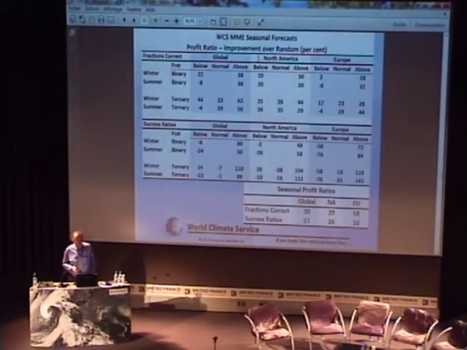Now, here is a summary of profit ratio for seasonal forecasts. There's a lot of numbers here. You see immediately that there are problems with below and above. These are skewed. There are problems with Europe. We have a summary down here. If you add all this up, it doesn't look too bad that we have fractions correct and success ratios in the neighborhood of 30%. So this, remember, is the profit for fractions correct.